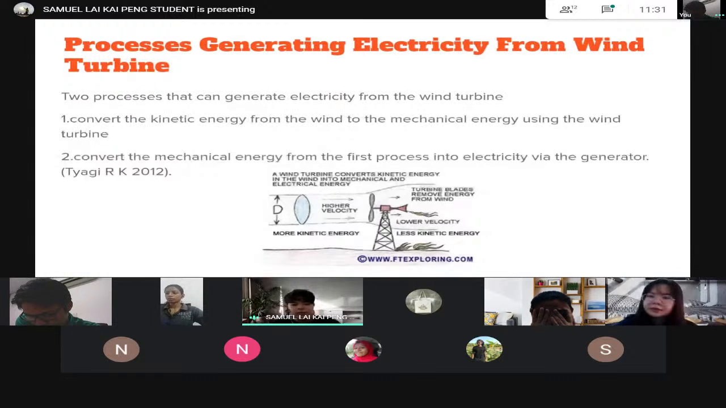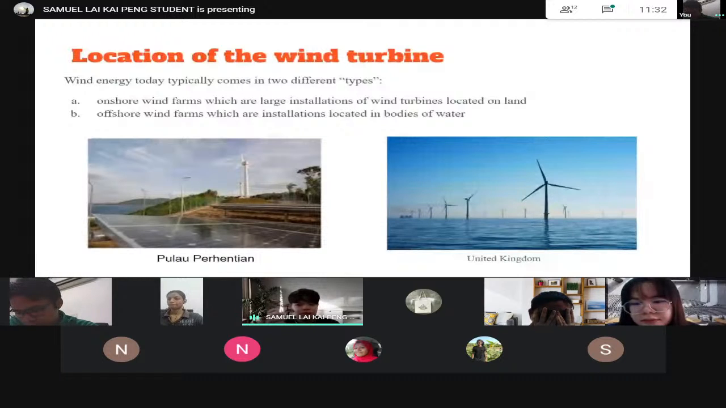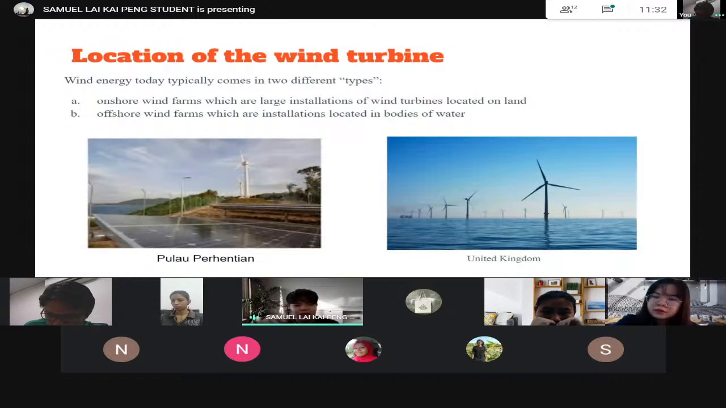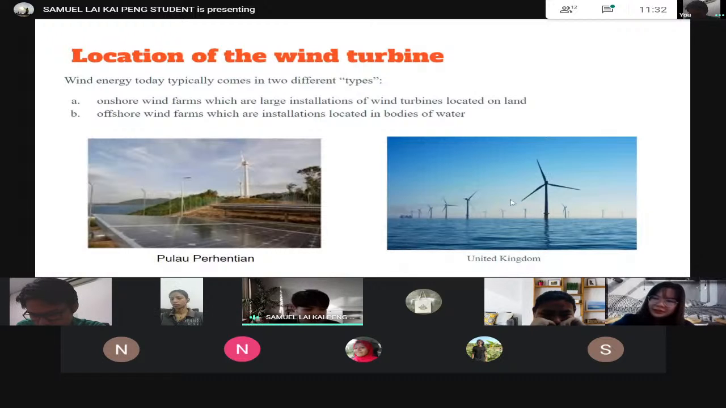Okay, next. The location of the wind turbine. So mainly we have two different types of location where we can place the wind turbine to harvest electricity. The first is onshore wind, which is a large installation with wind turbines located on land, and then the other location is on the water. You can see this is from Pulau Perhentian, which is located onshore, and then the second picture is from the United Kingdom. This is an offshore wind turbine.